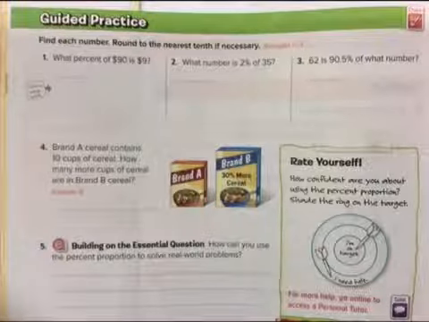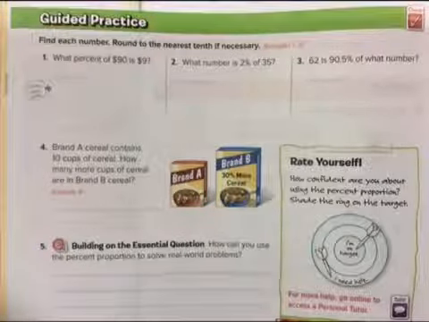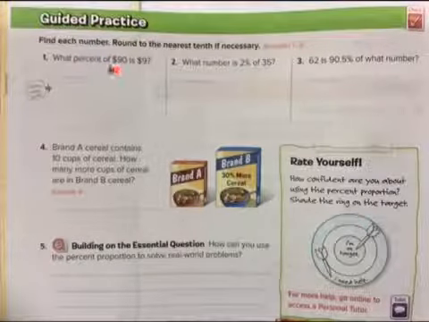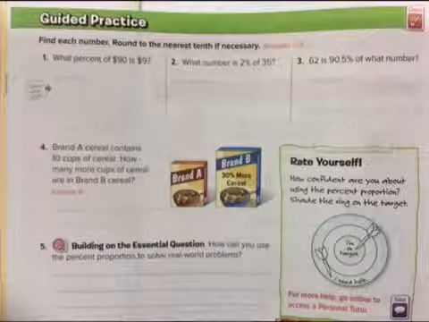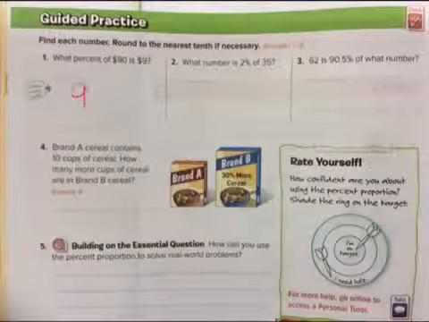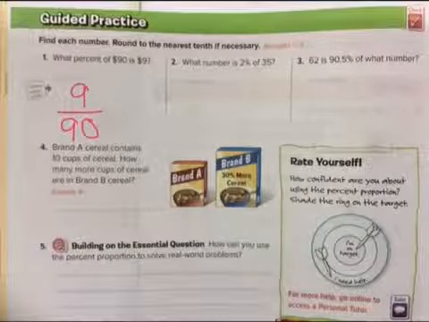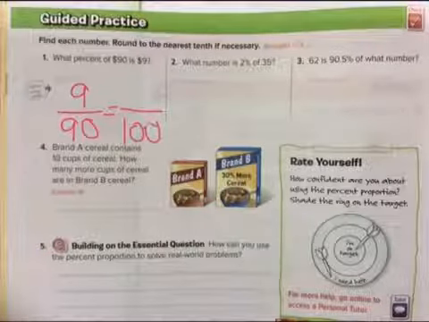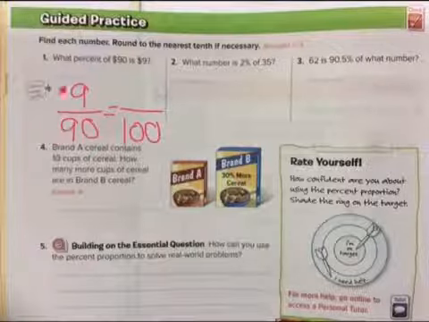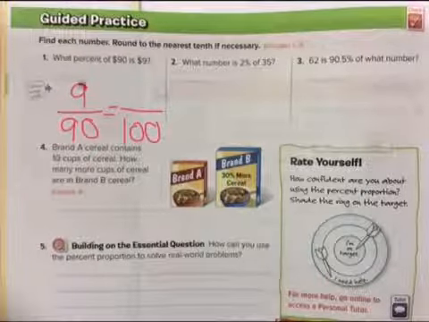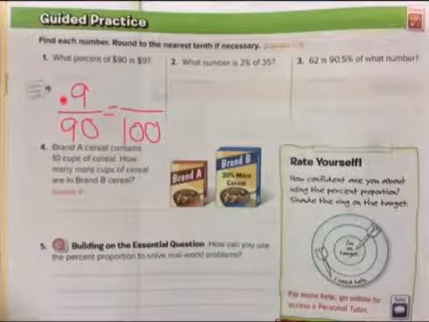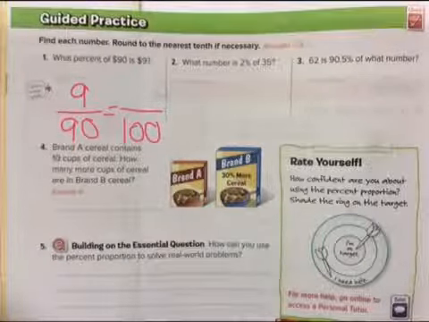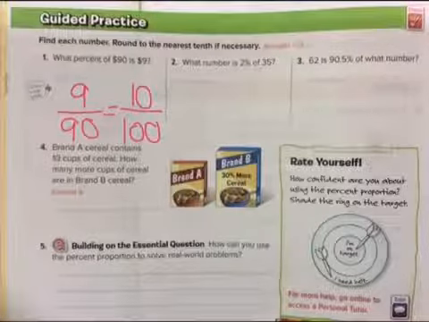Alright, now we're looking at the guided practice on page 124. Let me help you with this. We are looking at what percent of $90 is $9. $9 out of $90. I hope you can see this. If you're multiplying by the multiplication table of 9, when you multiply 9 times 10, you will have 90. But 9 times 1 is 9. And remember that 1 can represent 10%. Can't it?